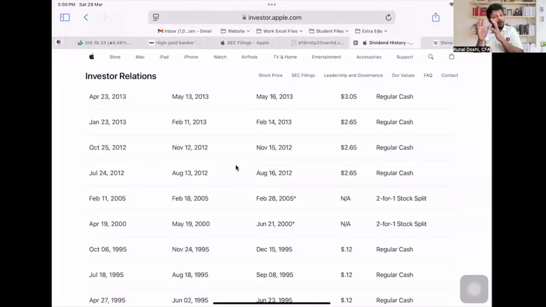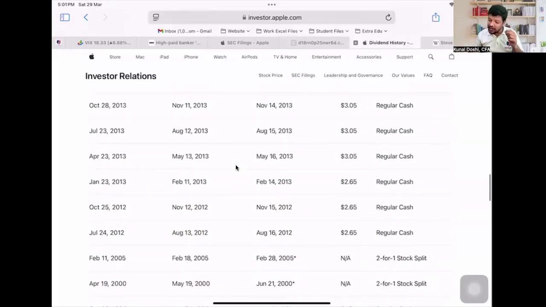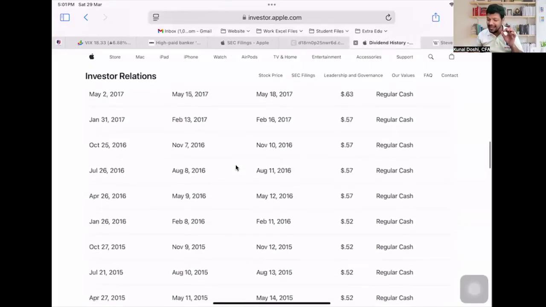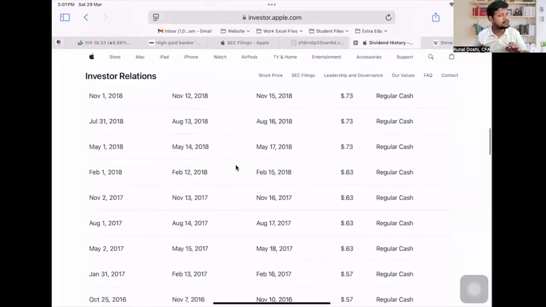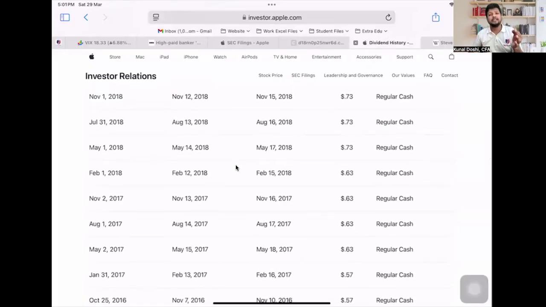So only when he died did the activist shareholders come up together, like Carl Icahn, David Einhorn. These guys came together and forced the company to declare dividends. Till he was alive, no one did that. So that's where you will see Apple is paying regular cash dividends ever since 2012. Even though, if you ask me, Apple does not like paying out dividends. It wants to utilize this money for more reinvestment.